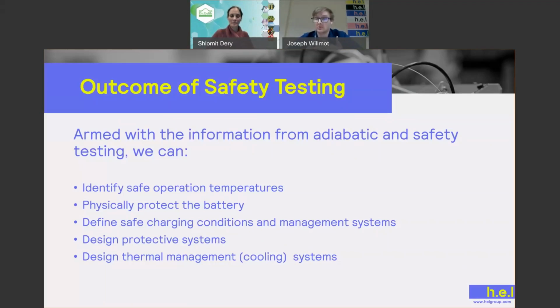And if it does, we need to ensure that the thermal management system can adequately maintain it so that it doesn't ever go above those temperatures. Is there a block that we could design that melts to ensure that the battery is always having its heat dissipated effectively from it, et cetera, et cetera. All of that information comes out of adiabatic testing and helps with better cell design.